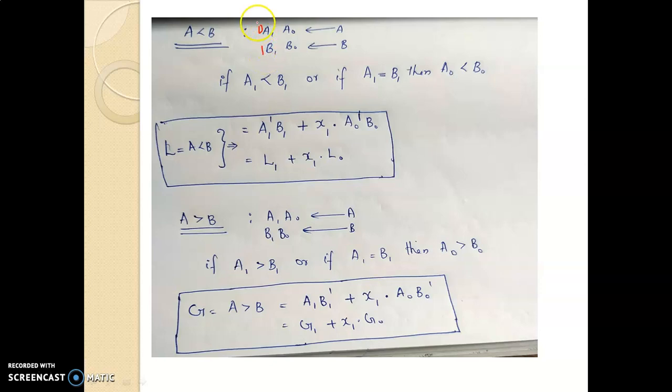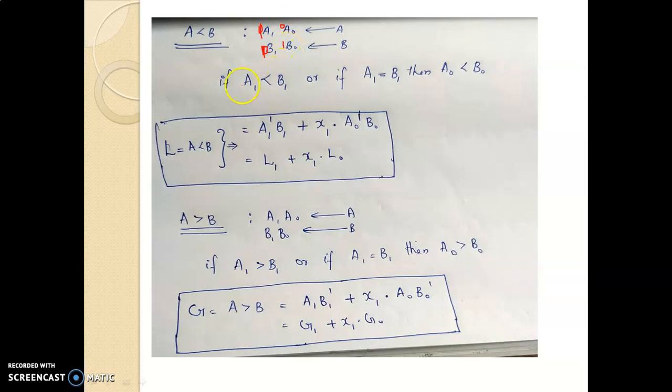Or what happens when both bits are equal? Suppose A1 is 0 and B1 is 0. Now we have to check for the next bit, the lower bit. So here, when both bits are equal, your A0 has to be 0 and B0 has to be 1. Even if A1 and B1 are 1, your A0 has to be 0 and B0 has to be 1.